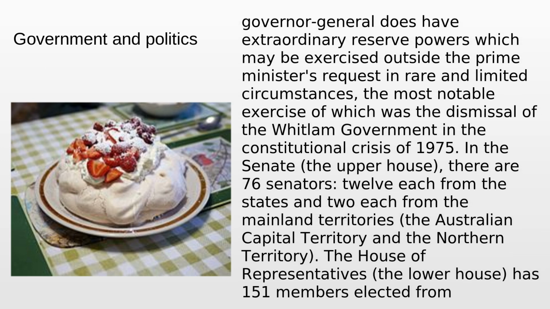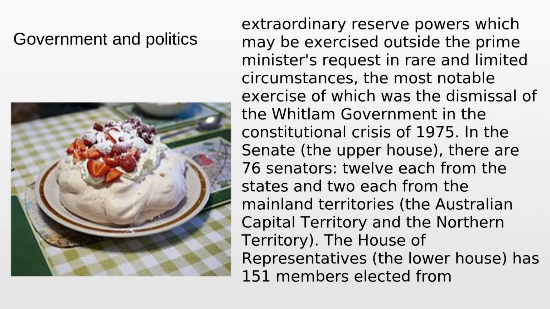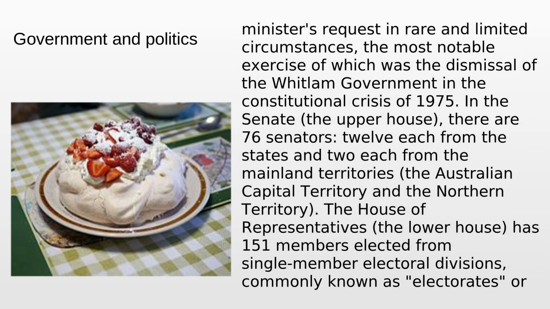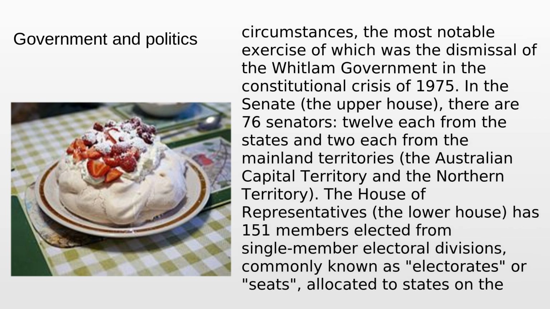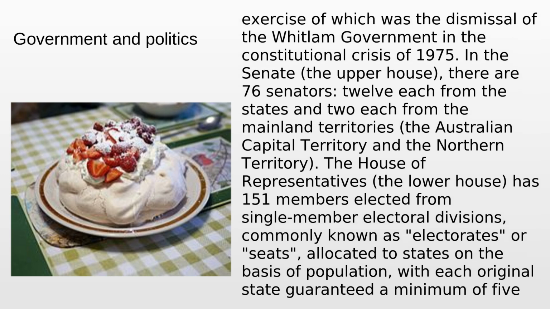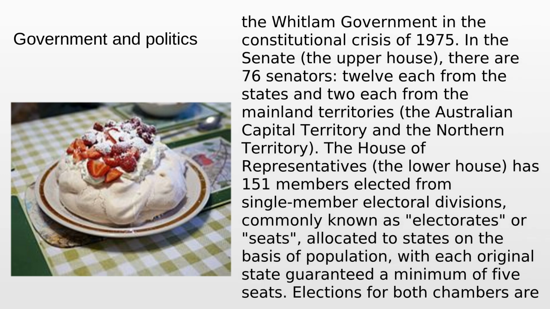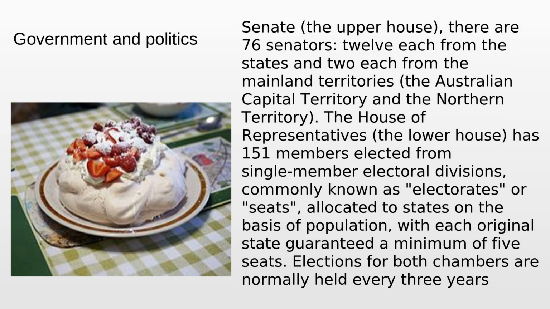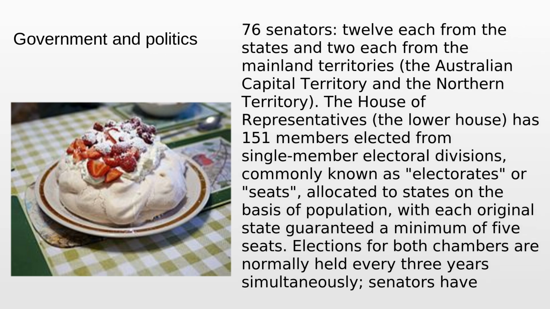The Governor-General does have extraordinary reserved powers which may be exercised outside their Prime Minister's request in rare and limited circumstances, the most notable exercise of which was the dismissal of the Whitlam government in the constitutional crisis of 1975. In the Senate, the upper house, there are 76 senators, 12 each from the states and 2 each from the mainland territories, the Australian Capital Territory and the Northern Territory.